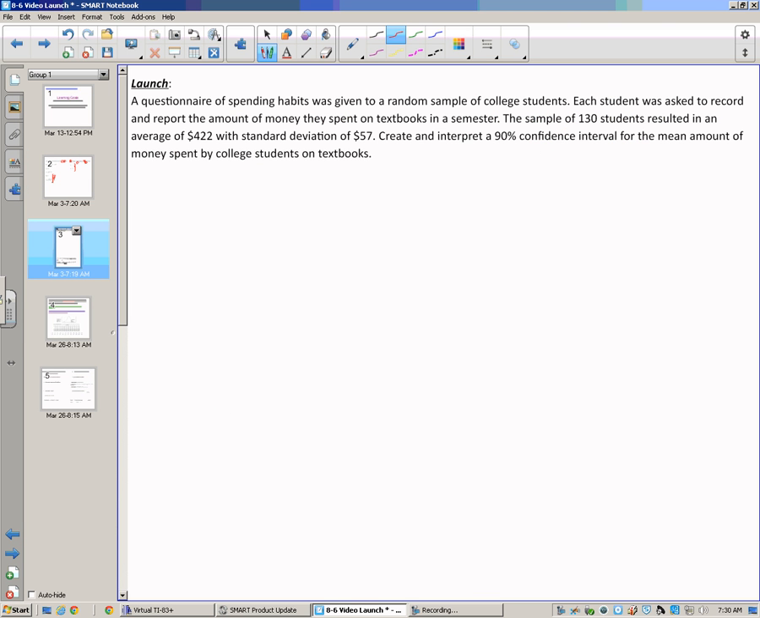So the question in your launch today: a questionnaire of spending habits was given to a random sample. We know we like random samples of college students. Each student was asked to record and report the amount of money they spent on textbooks in a semester. The sample of 130, so that's our sample size, resulted in an average of, since that's in the sample, x bar is 422 with a standard deviation of $57. Create and interpret a 90% confidence interval.